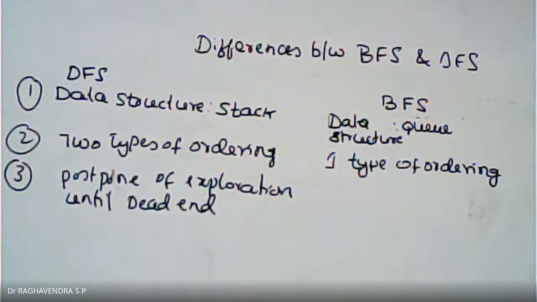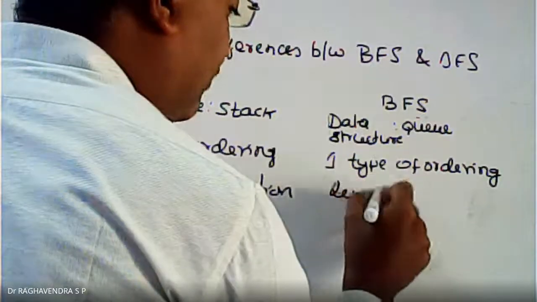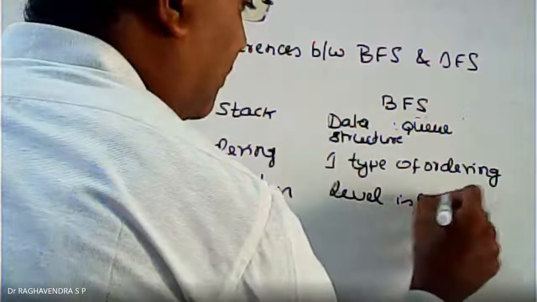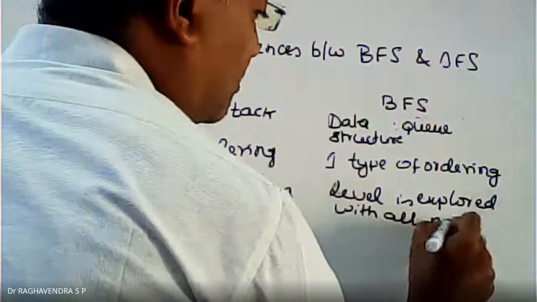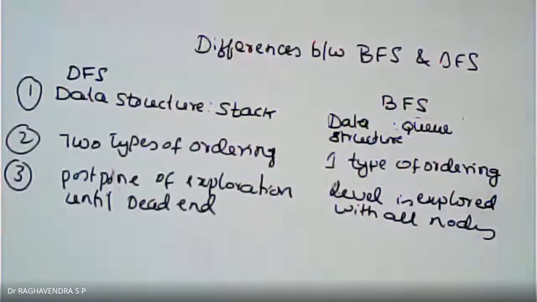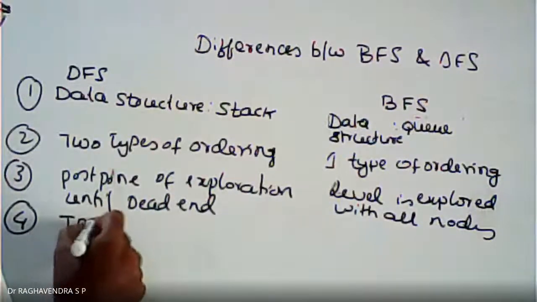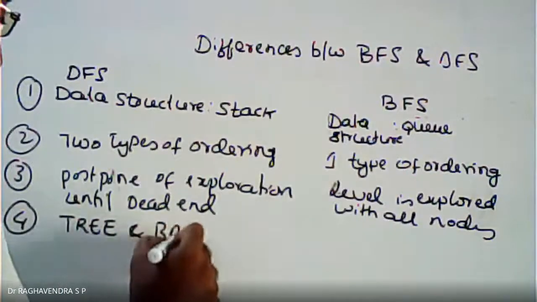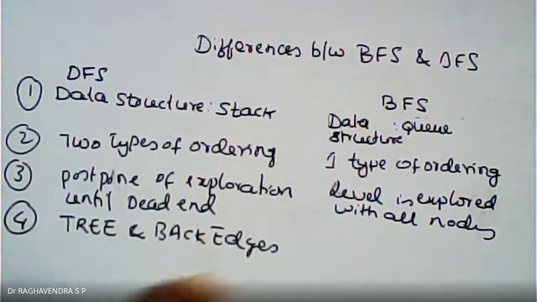Here, in BFS, a node is fully explored before the exploration of any other node begins. At any level, the level is explored with all its nodes. So that is the difference. Next, the fourth one, tree edges and back edges. Tree edges and back edges are present in DFS.